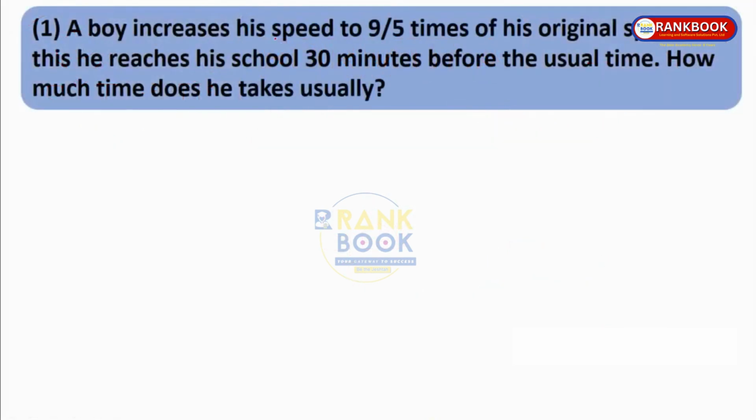A boy increases his speed to 9/5 times of his original speed. By this, he reaches his school 30 minutes before the usual time. How much time does he take usually? Now over here, let us see which type of sum this is. This is a very easy sum. First we'll write our DST.